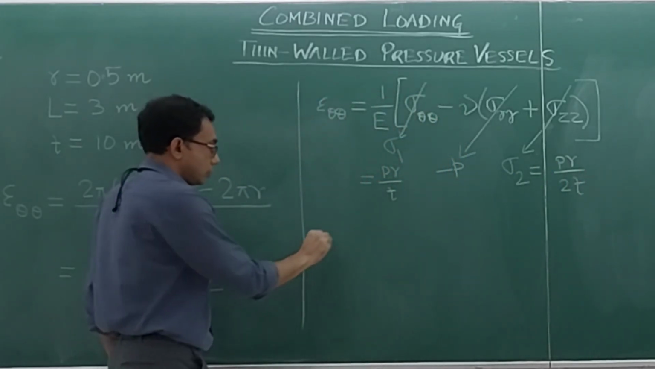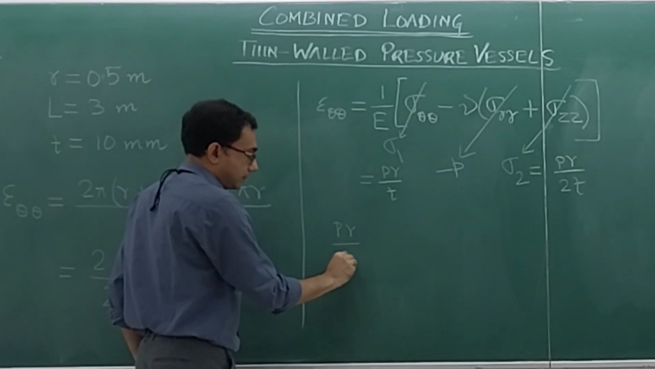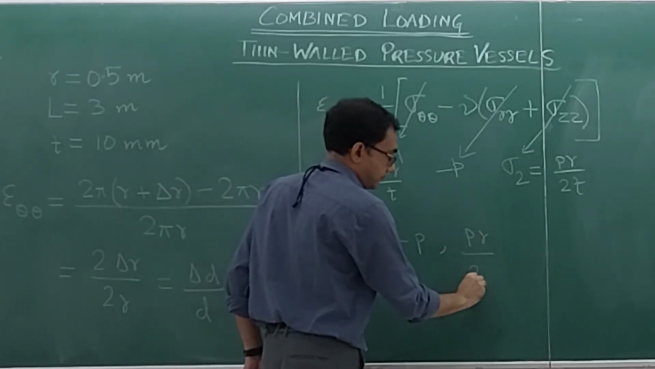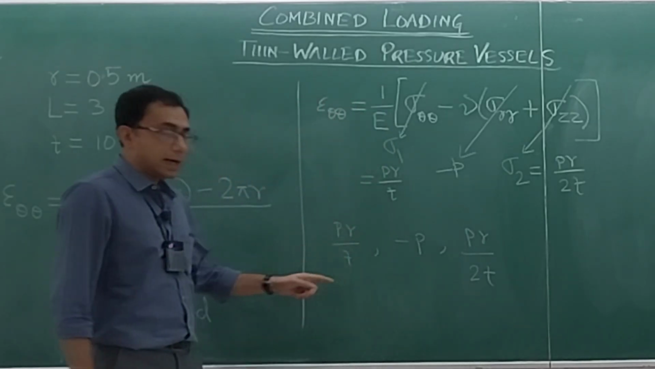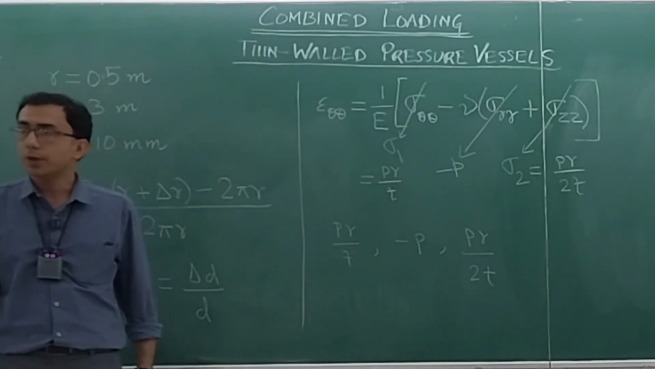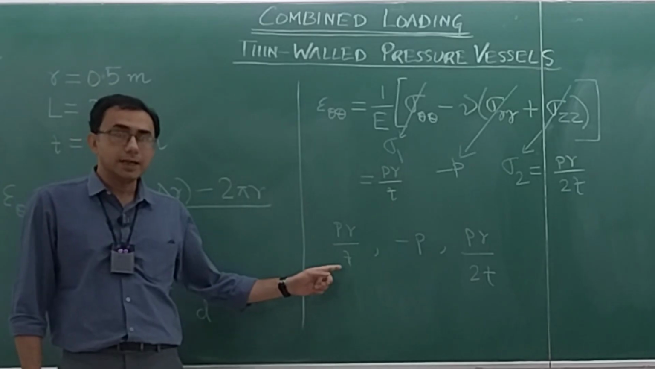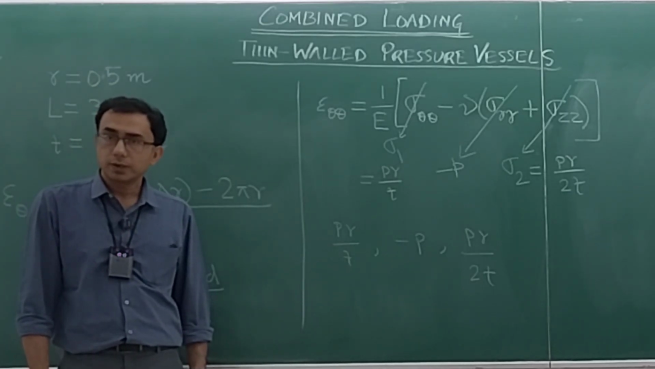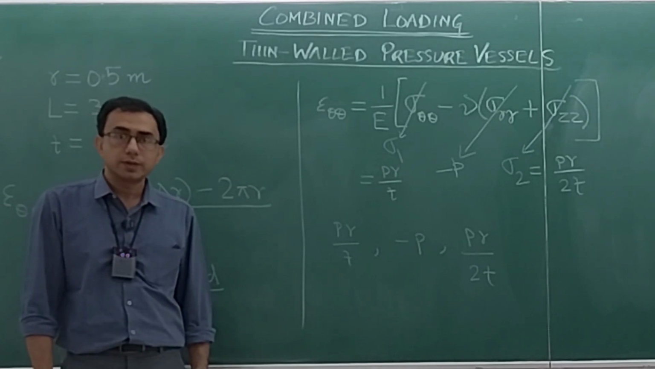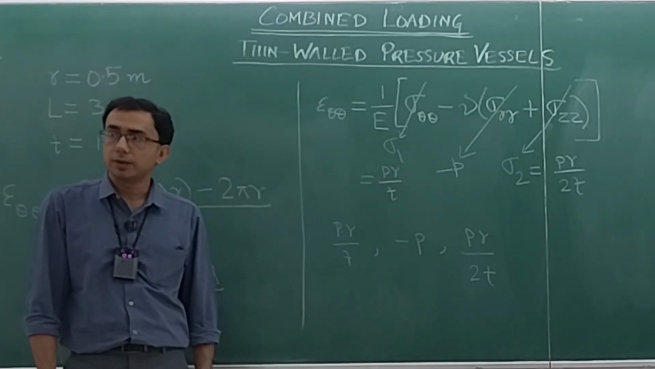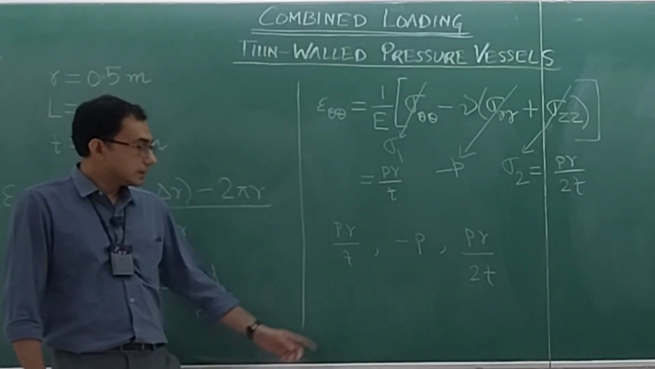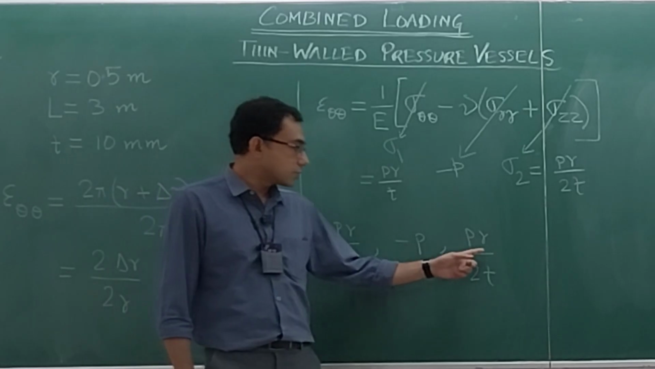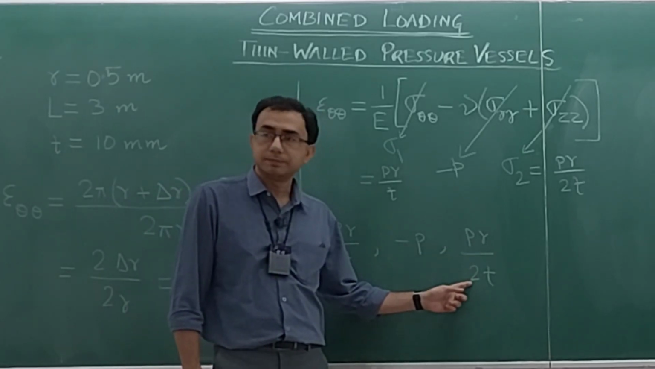Okay, so now you just compare. How much is r by t here? R is 0.5 meters, t is 10 millimeters. So that means 0.01. So that is 0.5 divided by 0.01. A huge number. This p is sitting alone. This one also there is a 2, but still a huge number.